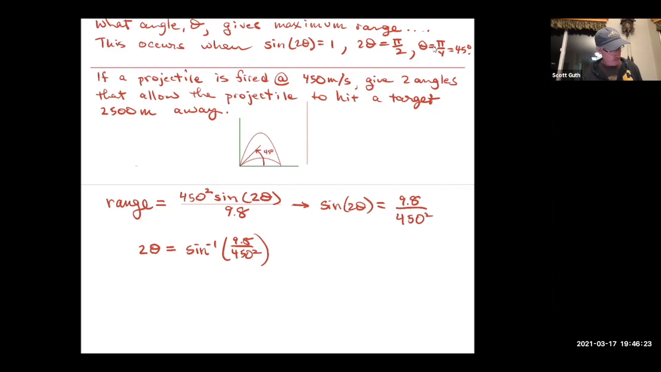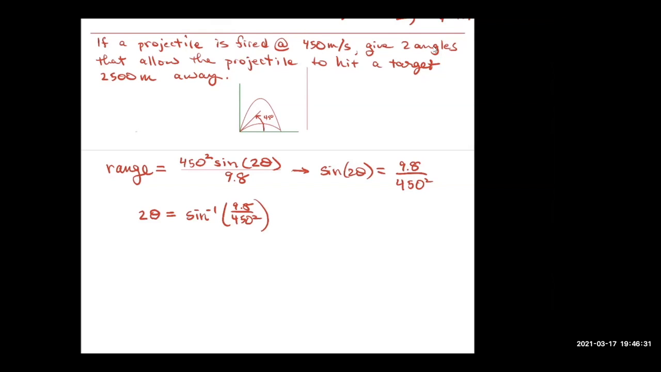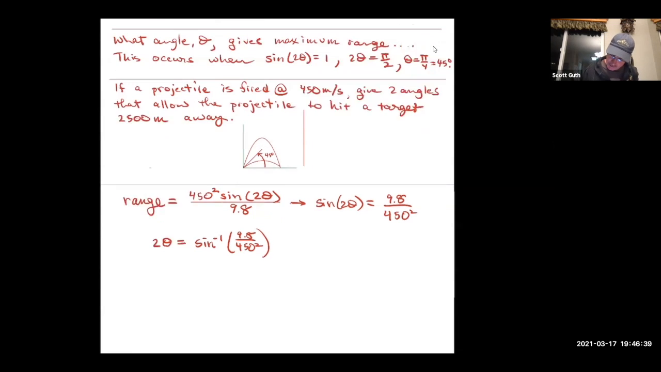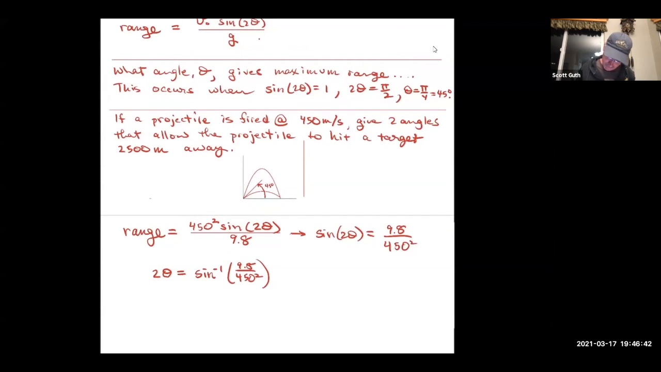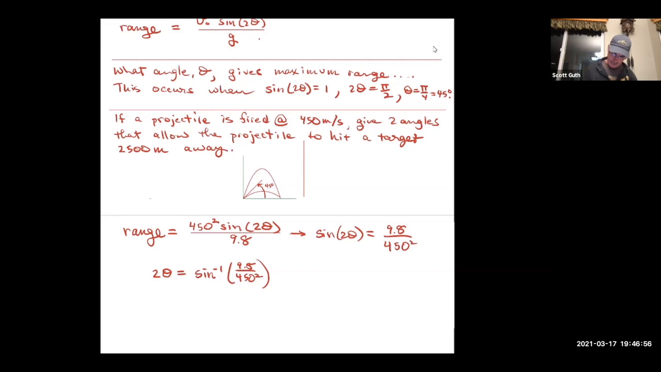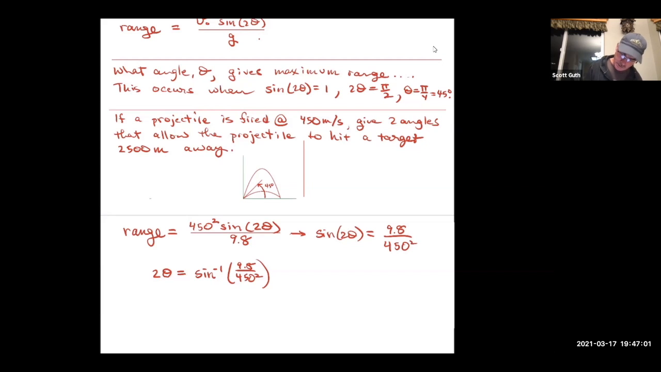I wonder if I'm doing something wrong here. Zero, zero. I think I'm making a mistake somewhere. I'm getting 0.0027. That's why I'm trying to figure out what I did wrong. Well, isn't your range 2,500? Yes. So then it would be 2,500 is equal to. Oh my gosh. Yeah, thank you.